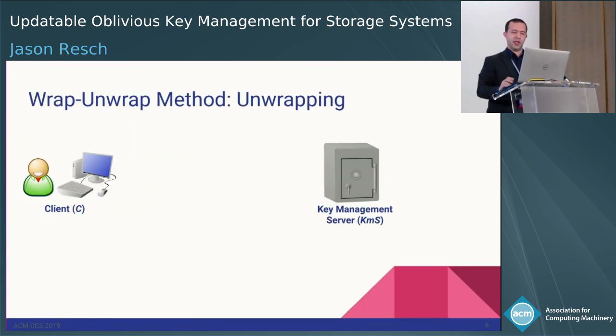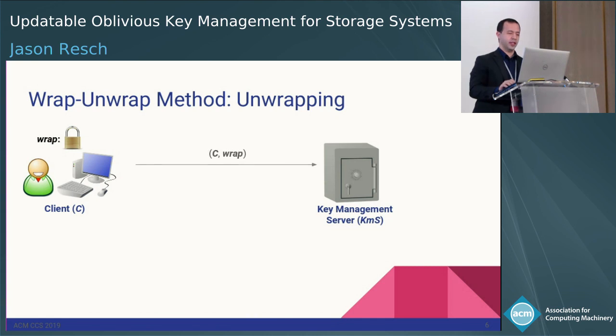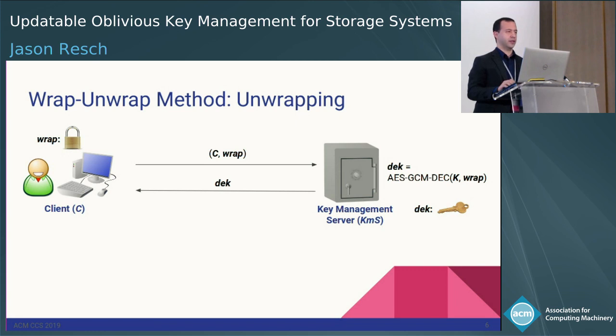Now, to unwrap, the client begins with a wrap already in hand. It may have come from just reading an object from the storage server, for example. Now, to convert this wrap back to the DEK so that it can be used for decryption, the client invokes the unwrap method, sending, again, its ID and now the wrap to the KMS. The KMS authenticates the client, and then will use that client's master key to decrypt the wrap and recover the DEK. Once the DEK is recovered, it's again returned to the client, and again over a secure TLS link. And now with the DEK, the client can decrypt bulk ciphertexts that are protected by it.